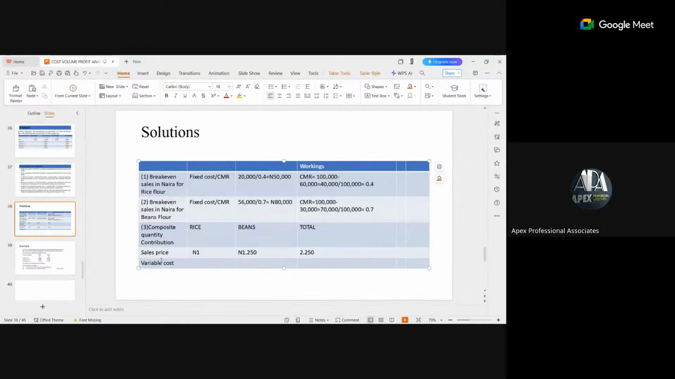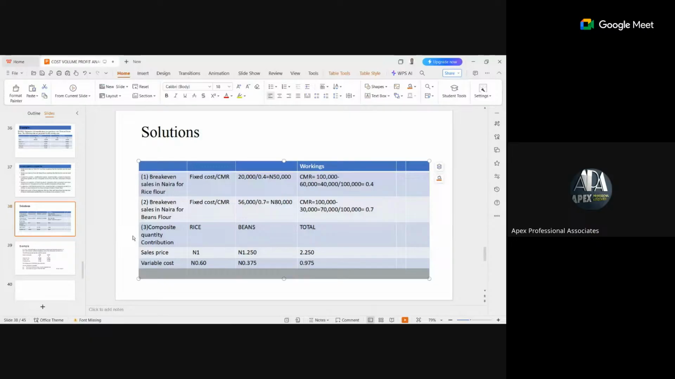We'll do it slowly so that there will be not many questions. So now, variable cost is 0.6 for rice and for beans is what? 0.375. So the total will be what? The total is 0.96, approximately 0.975.